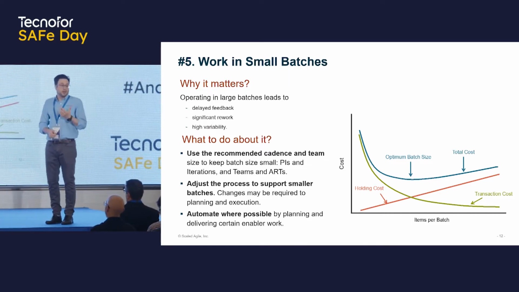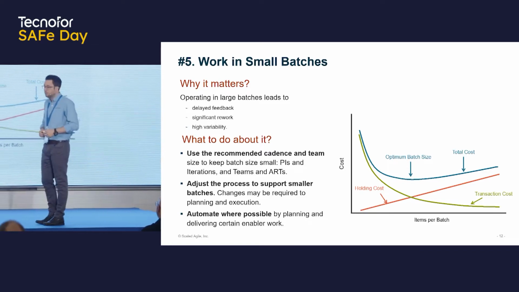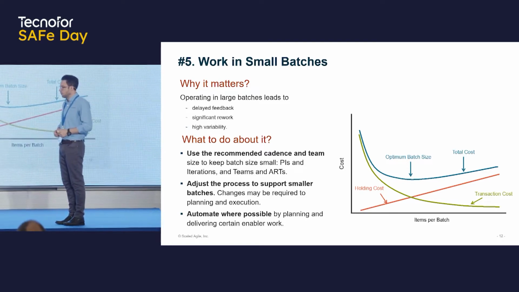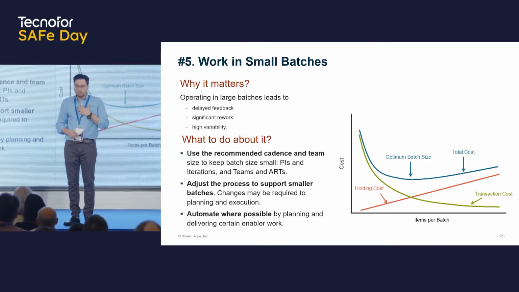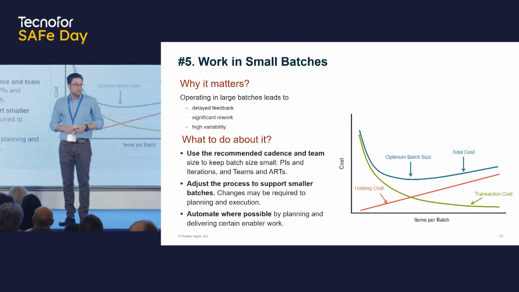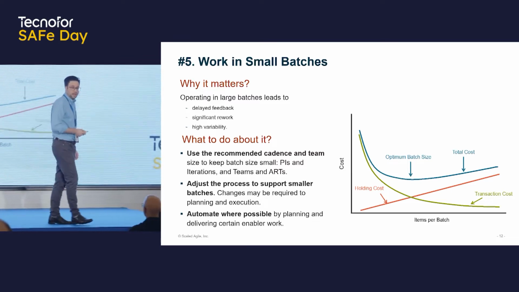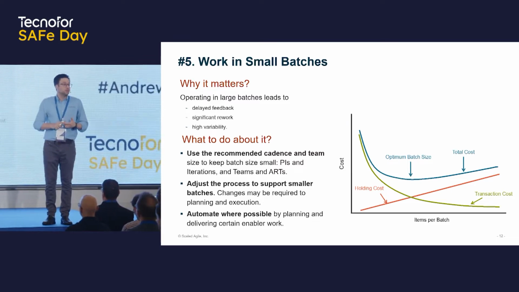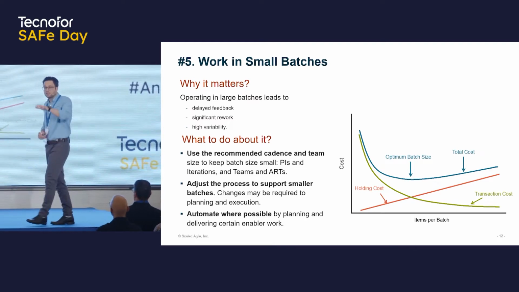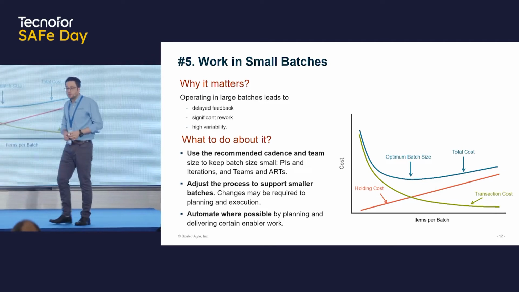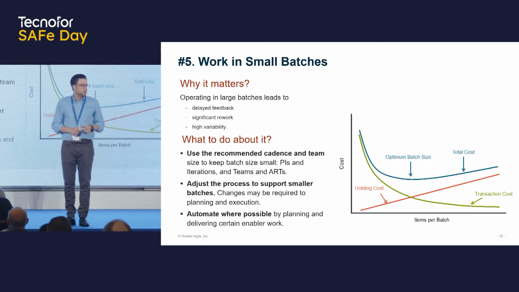We're going to use things like iterations and PIs to control the size of the work. Stories fitting within iterations, features fitting within PIs. We're going to look at our processes. Do I have to wait so long to hand off the work to the other team? Can I process a smaller batch? And what kind of batches do we have? We have release batches. We have integration batches. We have customer feedback batches. So we're going to look for batches all over the system. And of course, we're going to use things like automation as much as possible to allow ourselves to process smaller pieces of work.